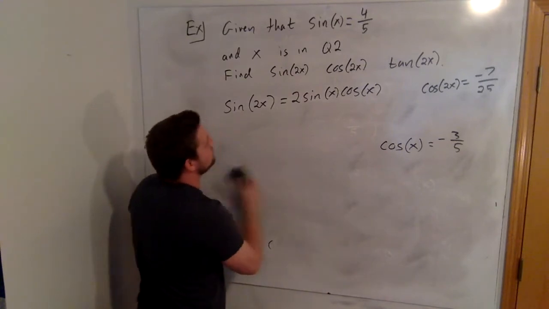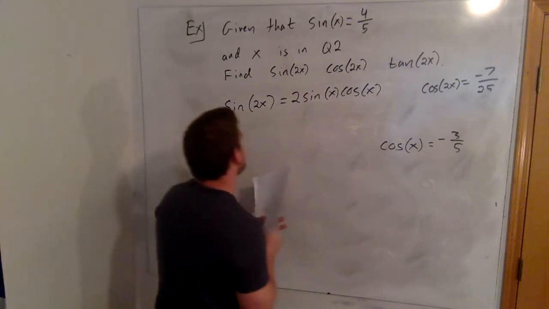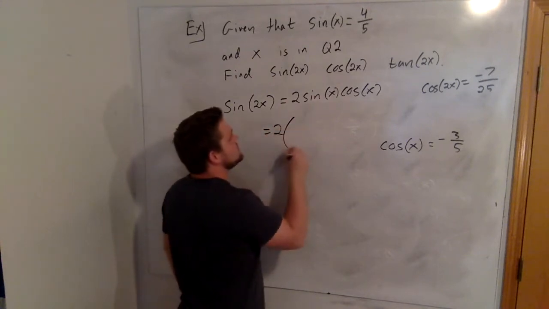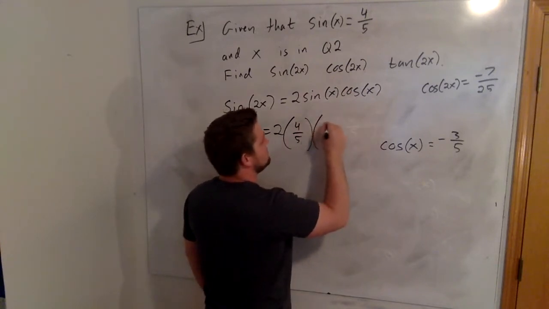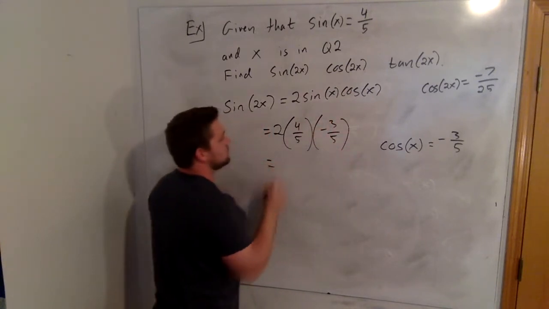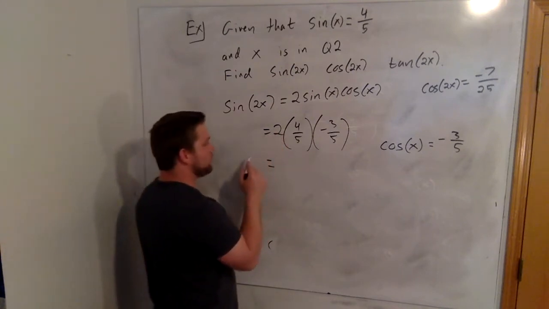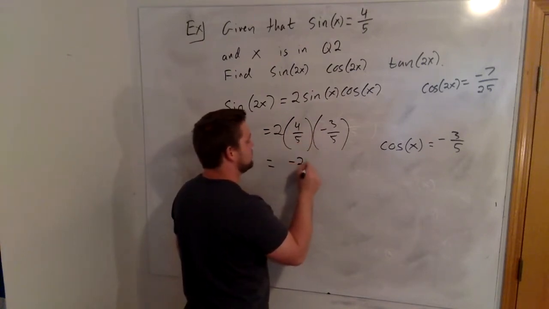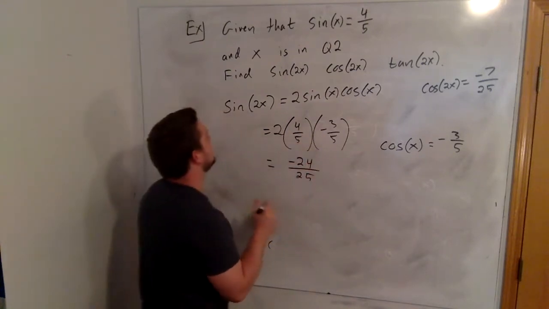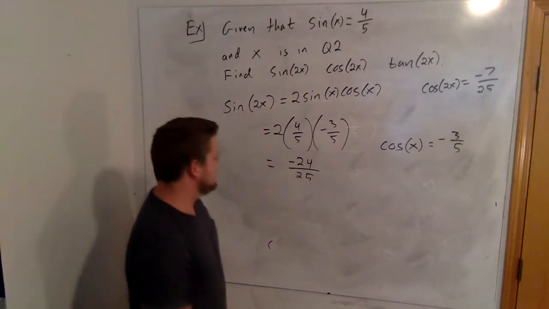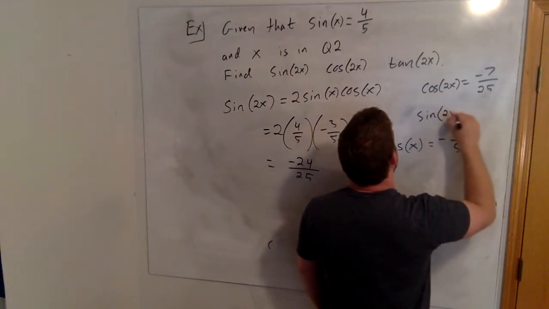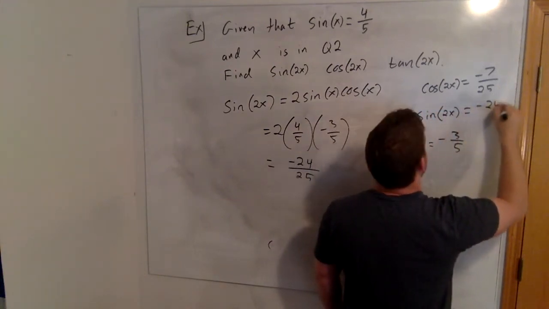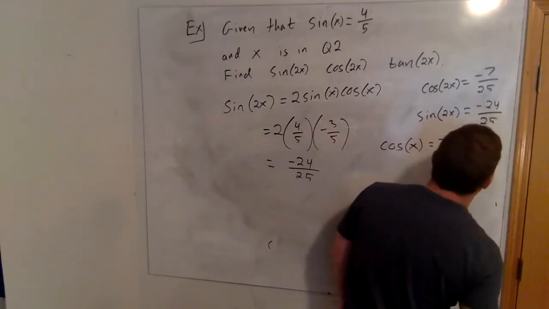Okay, so now if you want to know what sine of 2x is, it's all just plug and chug. We'd get 2 times sine of x, which is 4/5, times cosine of x, which is negative 3/5. So what are we going to get here? 2 times 4 is 8, and 8 times negative 3 will be negative 24 over 25. So sine of 2x is equal to negative 24 over 25. I'll write that right here.